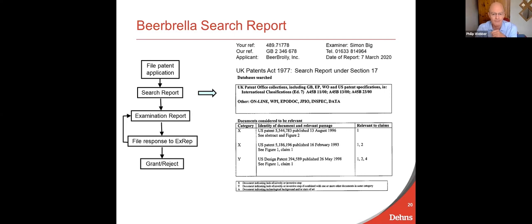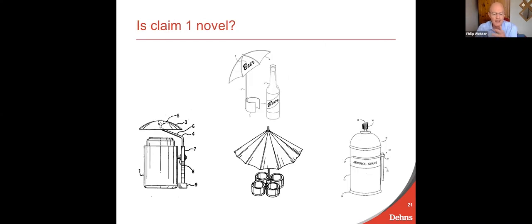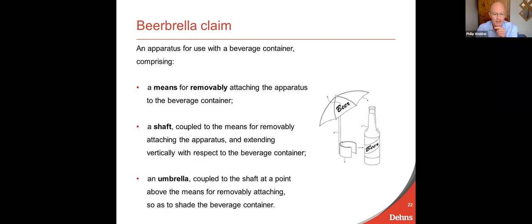more granted. So this slide here at the bottom shows 3 examples of pictures from the search report that the examiner found with my Beerbrella. But before we look at those, just remind ourselves briefly about what we claimed in the patent application. So this is our patent claim. For this claim to lack novelty or inventive step, each of these 3 features must be disclosed in the public domain already.